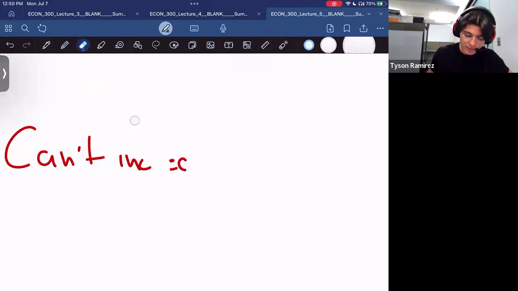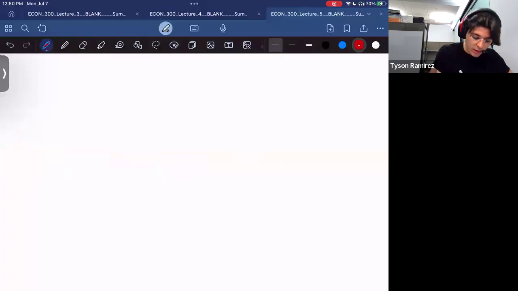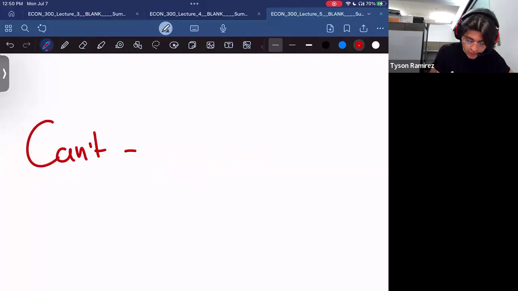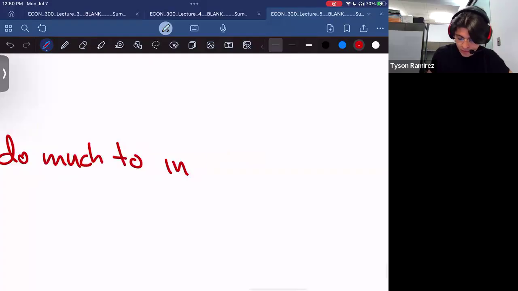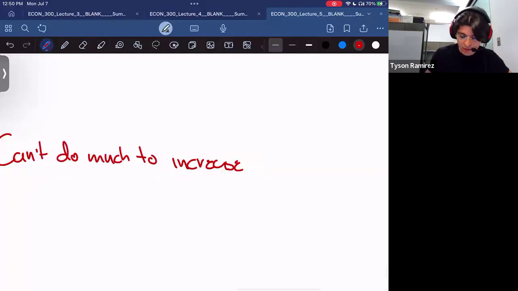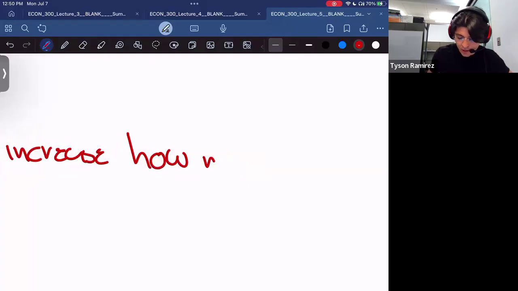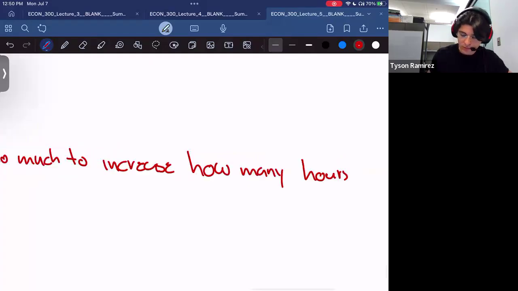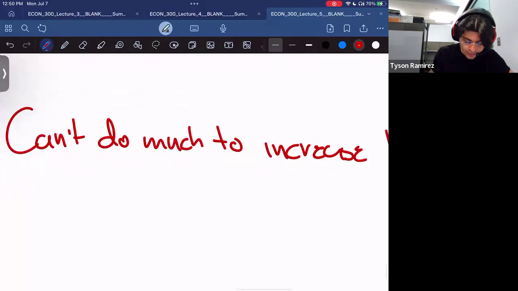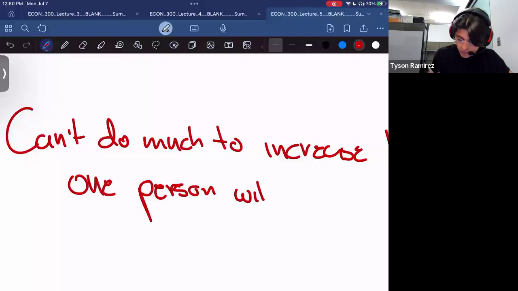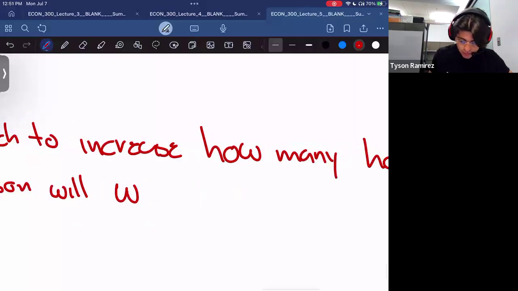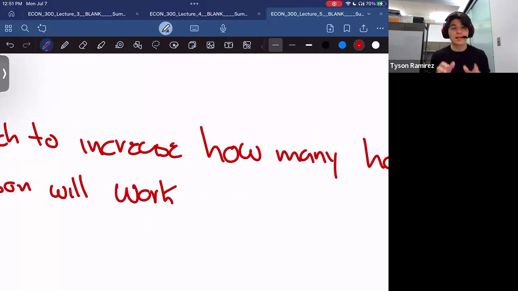Let me make this a bit clearer. You can't do much to increase how many hours one person will work. They're going to stay at that 8 hour mark, and that's what they're going to be at.